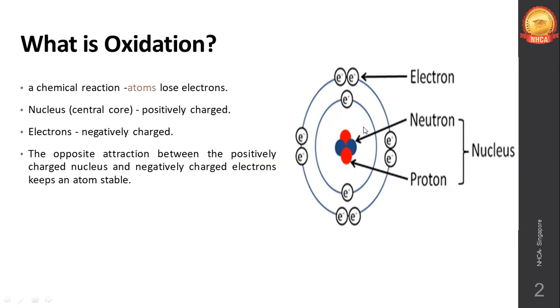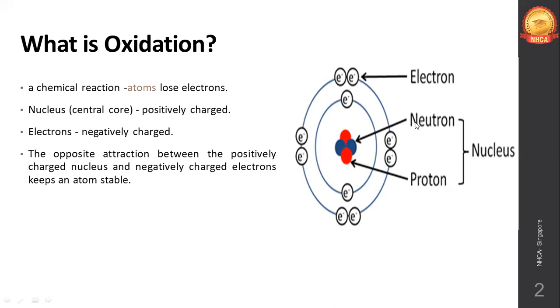So atoms have these electrons. We can see here electrons revolving around the atom, and in the center you have the neutron and the proton. Electrons are negatively charged, neutrons are neutrally charged, protons are positively charged. So the central mass of an atom depends on the neutron and the proton.